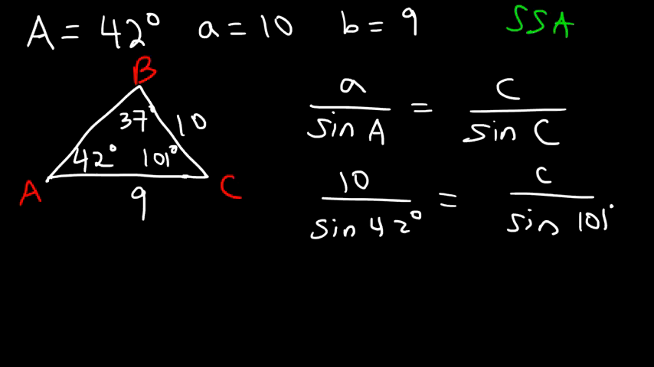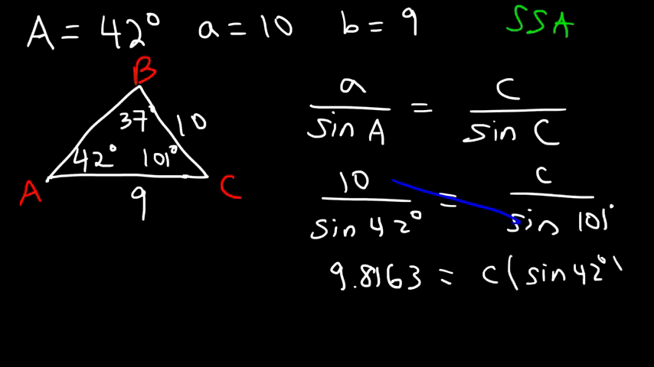So let's cross multiply. 10 times sine of 101 degrees, that's 9.8163. And that's equal to C times sine 42. So side C is going to be 9.8163 divided by sine 42, which is 14.67.